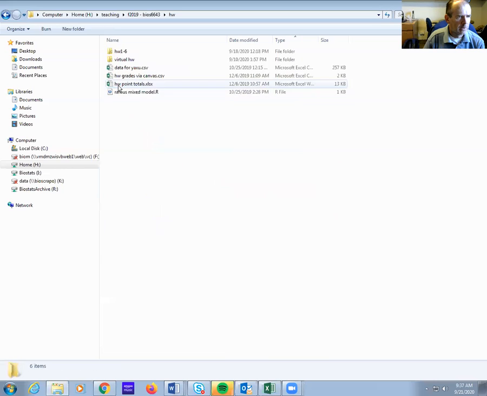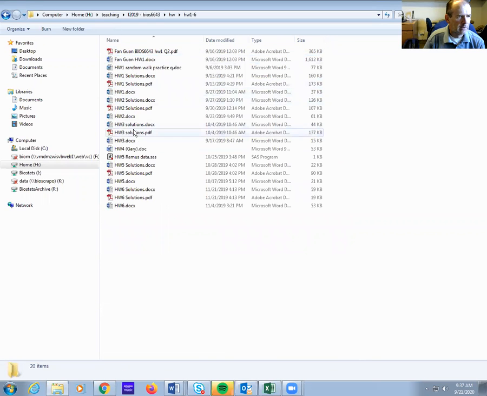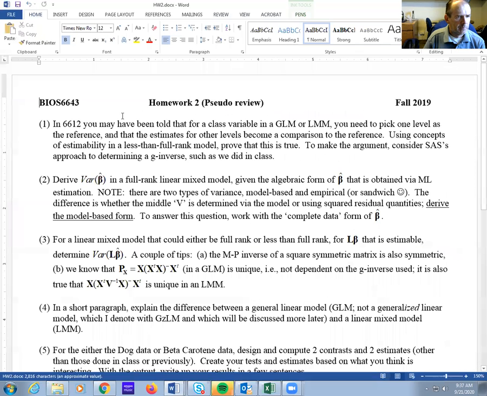If I go to homework from last year, in 6612, you may have been told that for a class variable in a general linear model or a linear mixed model, you need to pick one level as a reference, and that the estimates for the other levels become a comparison to the reference. So using concepts of estimability in a less than full rank model, prove that this is true.